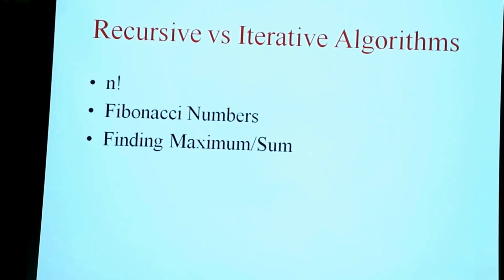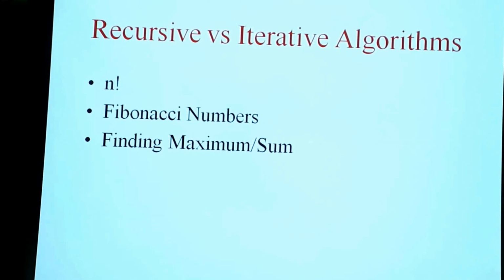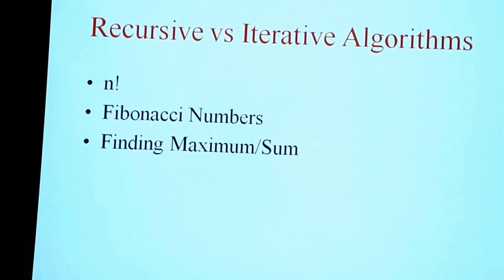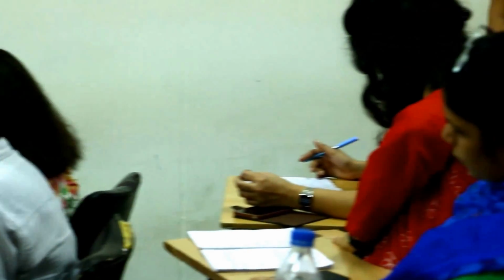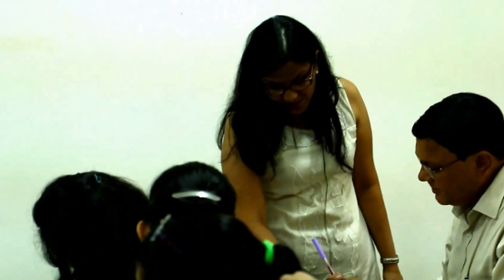Firstly, we have to pass two parameters, if I'm not wrong: the position and the max. Let others also write. Like we assume the first is the max, and if the ith number is greater than the max, then we store the max and call again with i plus 1 and the max, because we need a max to compute the maximum number. So when you call, this is a call.